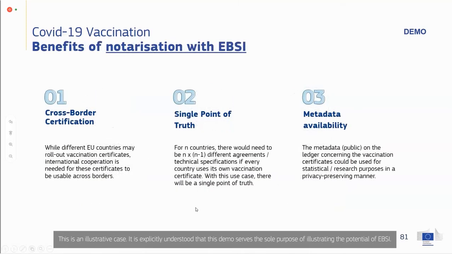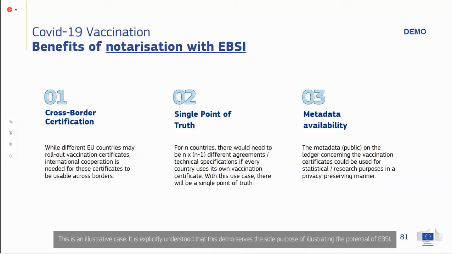So what are the advantages? The first that I mentioned is the cross-border certification. I assume that different countries that issue vaccination certificates do have a means of verifying them, but they are accepted in their own countries. So if you want to prove that to a different country, there should be some kind of agreement or even training from officials in one country to see what they can do to check the vaccination status of somebody in a different country.